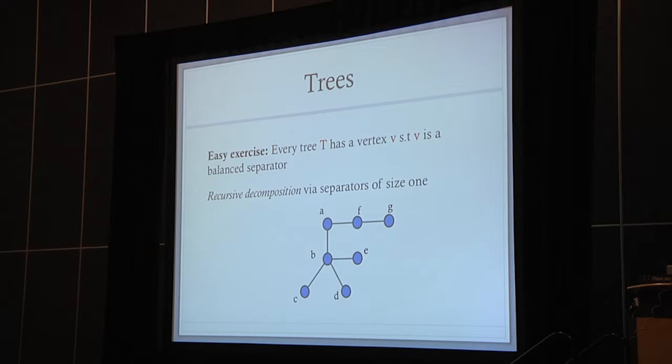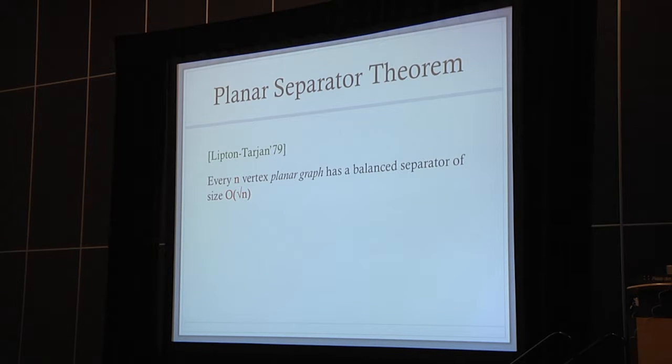Okay, so we all know that trees are very easy, and one of the reasons they're easy is that every tree admits a simple balanced separator. There is a vertex such that if you remove it, it falls apart. I mean, trees have many other easy properties, but this is one of them. And you can recursively decompose a tree and do various easy operations on them. And a maybe less trivial example is the well-known planar separator theorem of Lipton and Tarjan from the late 70s, which says that every n-vertex planar graph has a balanced separator of size square root of n.